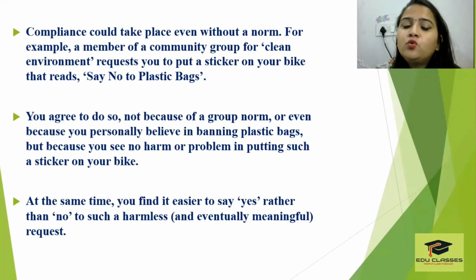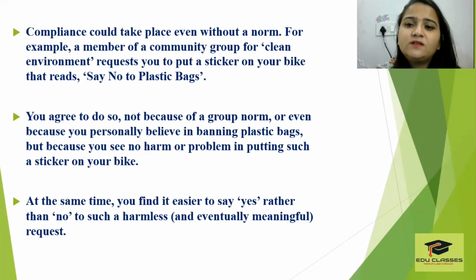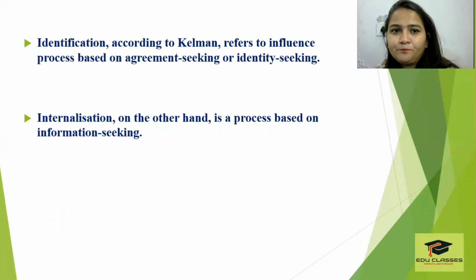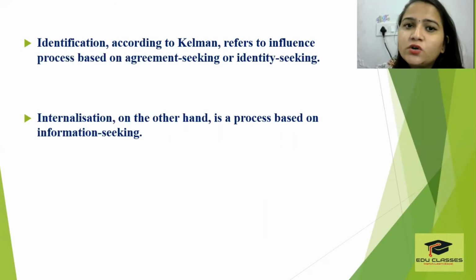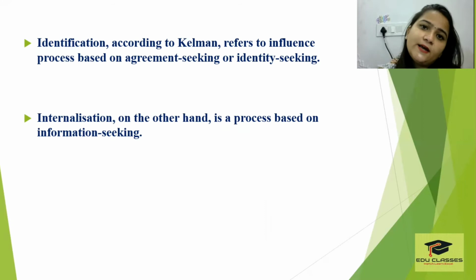But because you see no harm or problem in putting such a sticker, you're only doing this because you feel that there's no harm in doing this, whether I believe in this or not. But well, what difference does it make. At the same time, you find it easier to say yes, also because saying no would be more difficult than saying yes to a request. And this is also harmless, right? Therefore, you comply. Now, identification according to Kelman refers to an influence process based on agreement seeking or identity seeking. Identification means when you also agree with someone's thing, and therefore you get influenced.